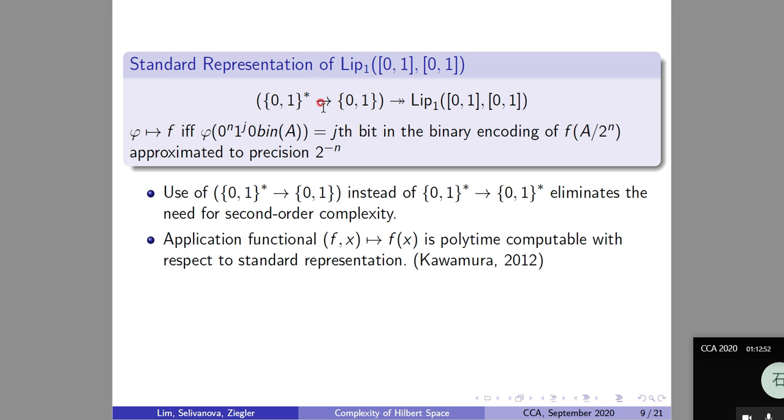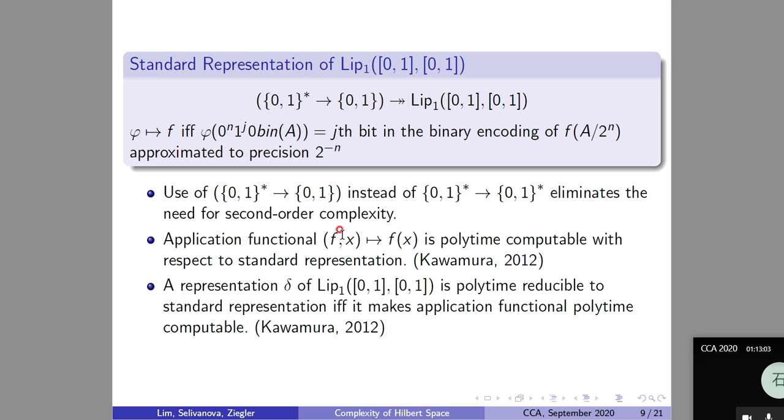And with respect to this representation, the application functional is polynomial time computable, as shown by Kawamura in 2012. And actually this polynomial time computability of the application functional is the exact characterization of equivalent representations. A representation delta of Lipschitz functions is polynomial time reducible to the standard representation if and only if it makes the application functional polynomial time computable.